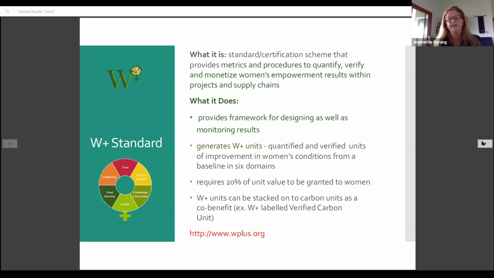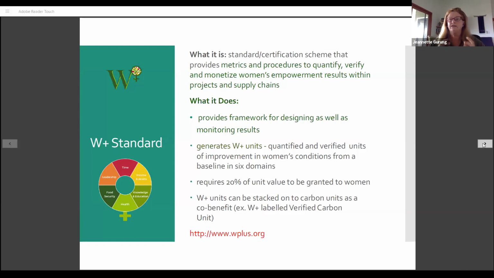It's very similar to the measurement of carbon. The architecture is based on a carbon measurement architecture, and it does the same thing. The use of it generates units that are quantified, and those units are also verified by a third-party verifier who's a social auditor. And we are verifying improvement for women's conditions within 6 different domains. You can see on the picture on the left side, these are the 6 areas that can be measured. We've developed the methodologies that incorporate both qualitative and quantitative data points.